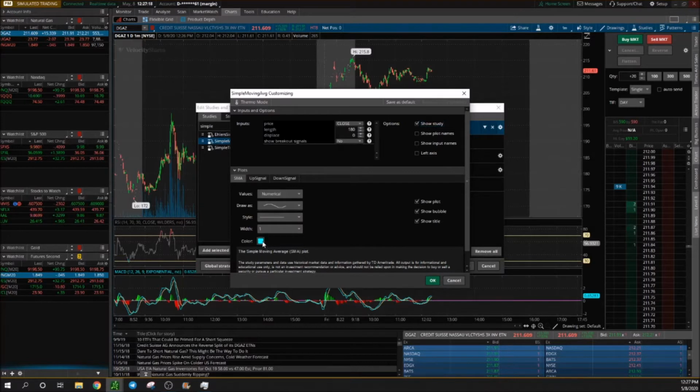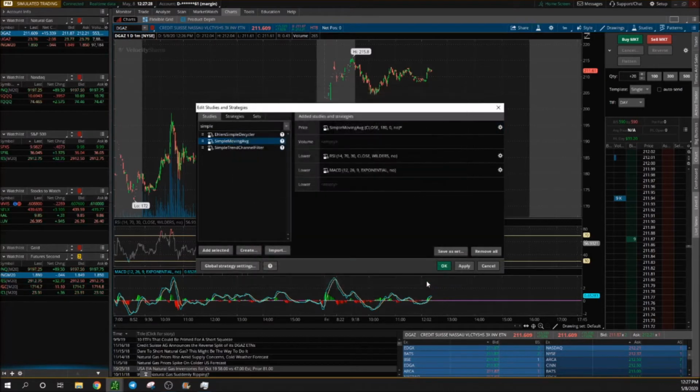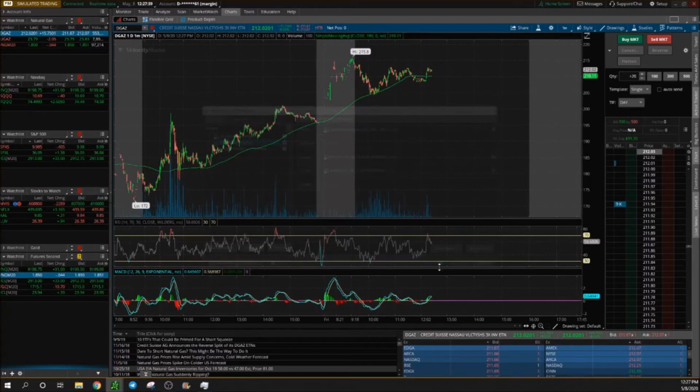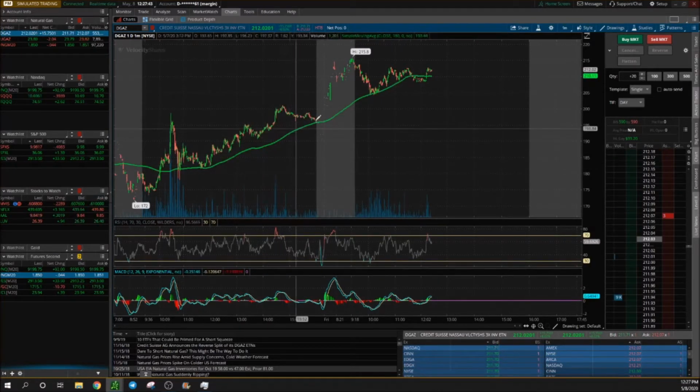And then I like to change the color of this one to green because I have my EMA at that blue color. Again, you could put it at whatever color you like. This is just the way I like to set it up. So I'm going to hit OK, and we can see that we now have 180, 0, and close. So that's what we want to see. Then we'll hit Apply, and then we'll hit OK. So now we can see we have this green SMA line here, right?